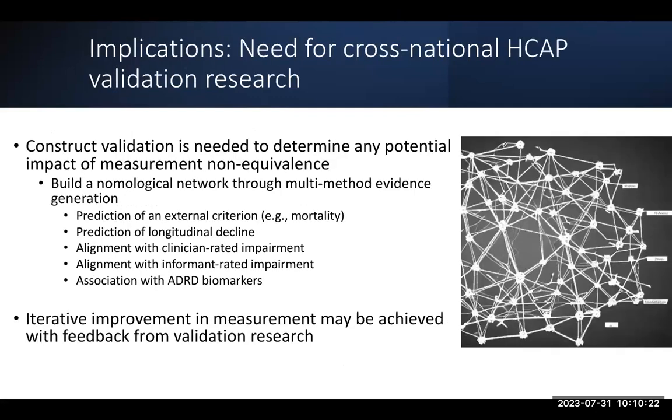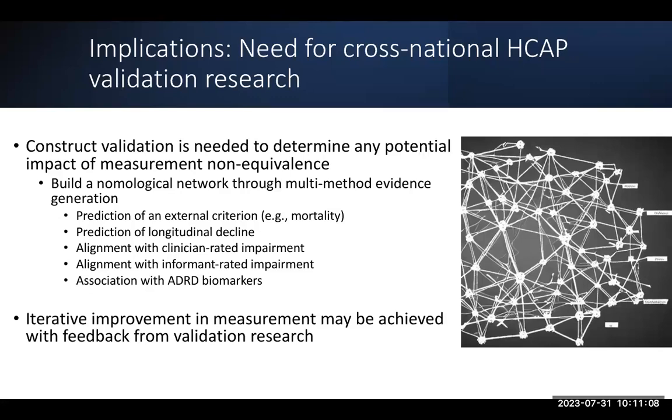So then finally, I think another exciting implication of all of these measurement considerations is the need for generating evidence of construct validity. This can be a great opportunity for data users to think about how we can show with empirical evidence that our cognitive test scores are measuring cognition in an equivalent way across these national contexts. And this involves building what we call a nomological network of evidence, where we use multiple sources of data and multiple methodologies to identify and show evidence that we have a construct that we're measuring in the same way across countries.